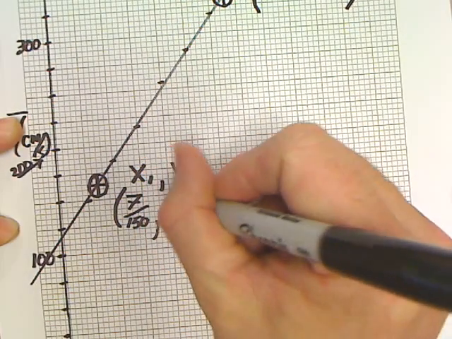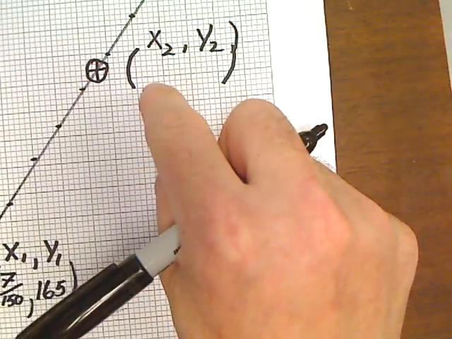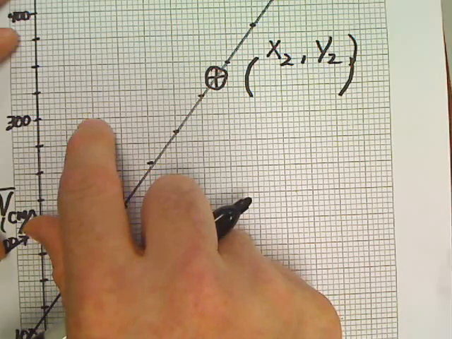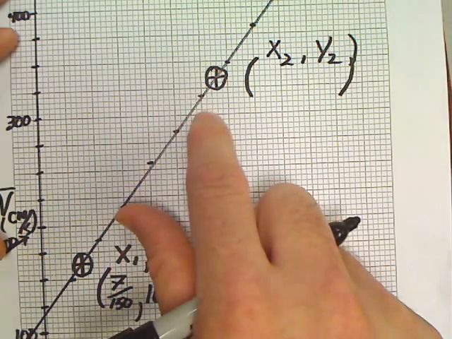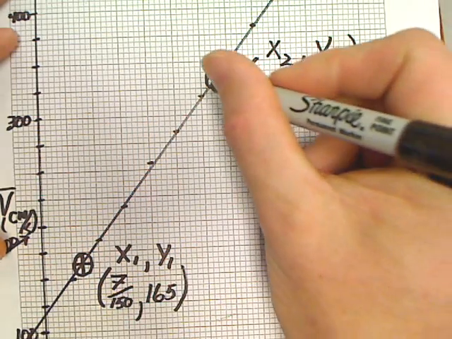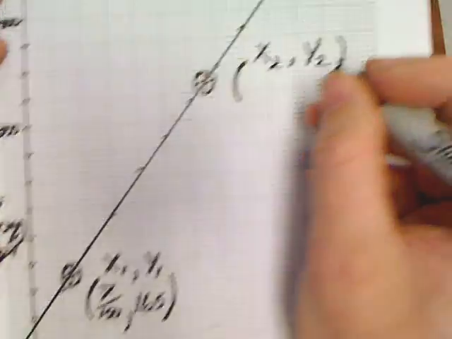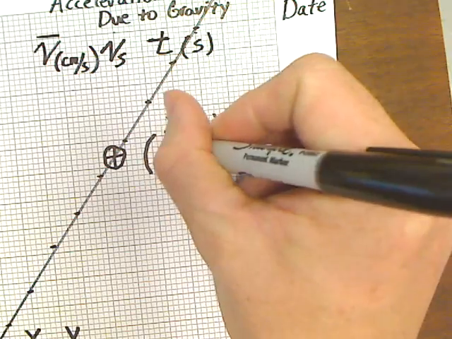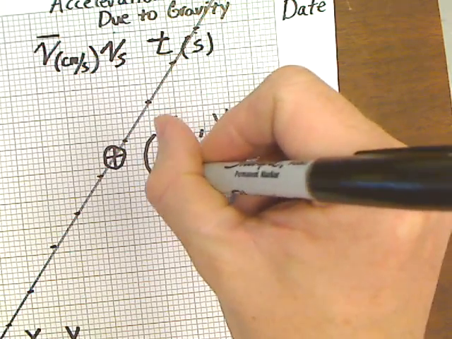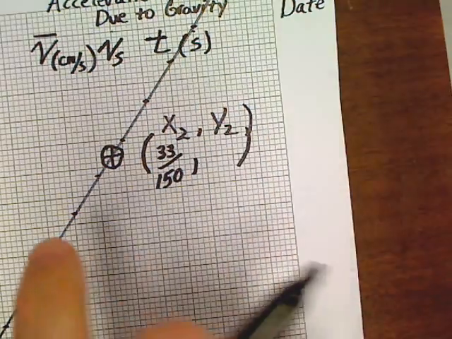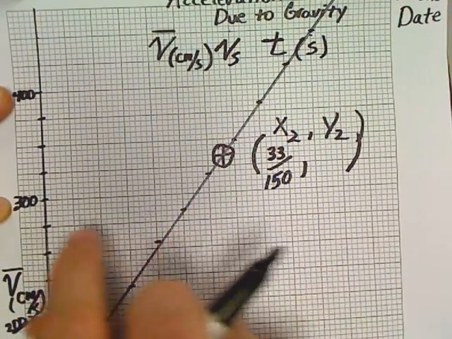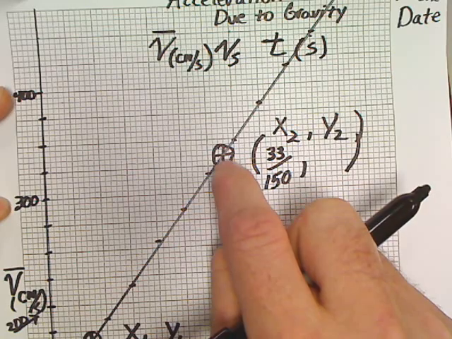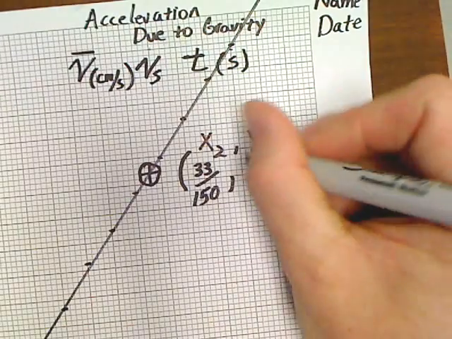So I'm up 165. This location, ooh, we're going to have to do some counting here. 10, 20, 25, 30, looks like I am 33 lines over. So each line is 1/150th, so I am over 33 1/50ths. Comma, I am up, well, let's see, there's 300, 325, so that makes that 330, 335.